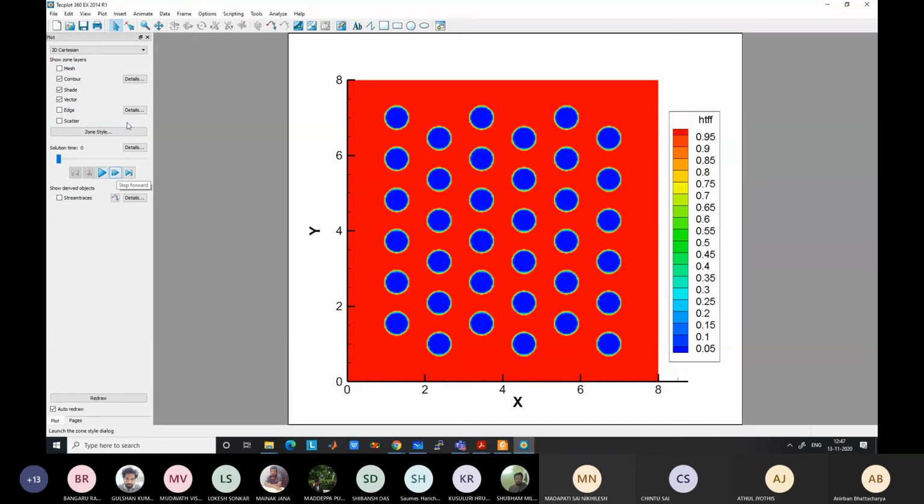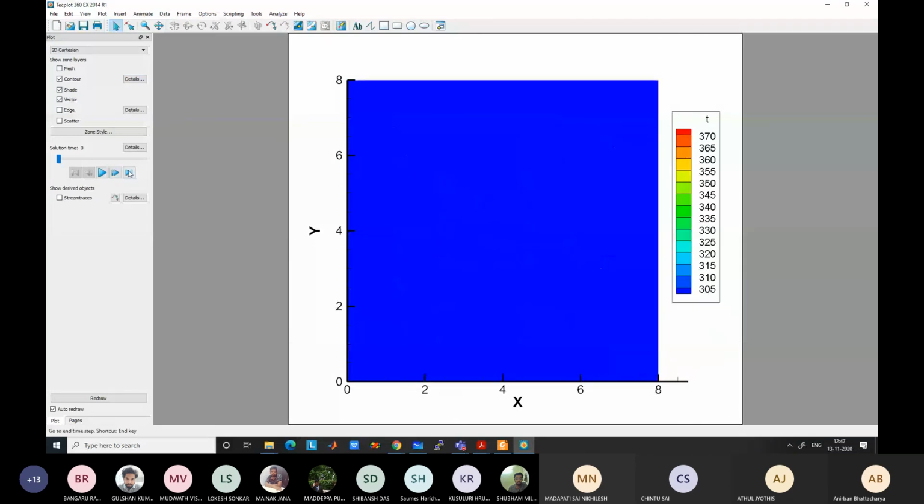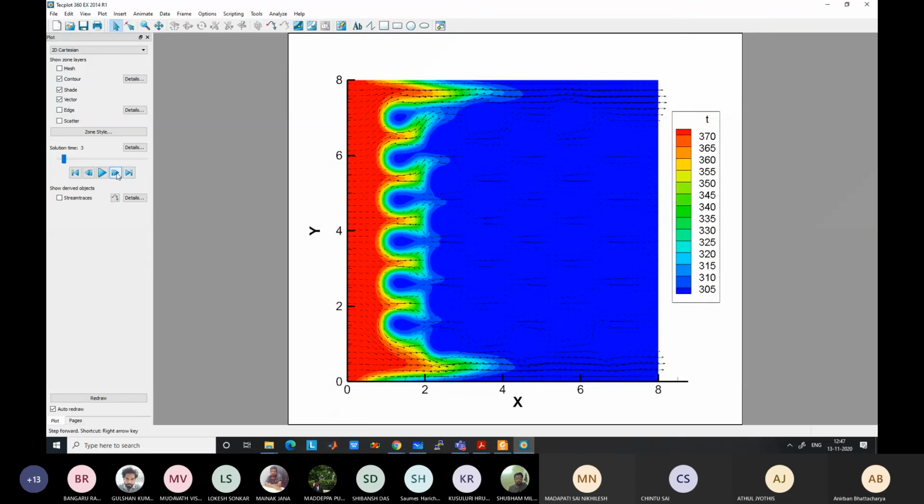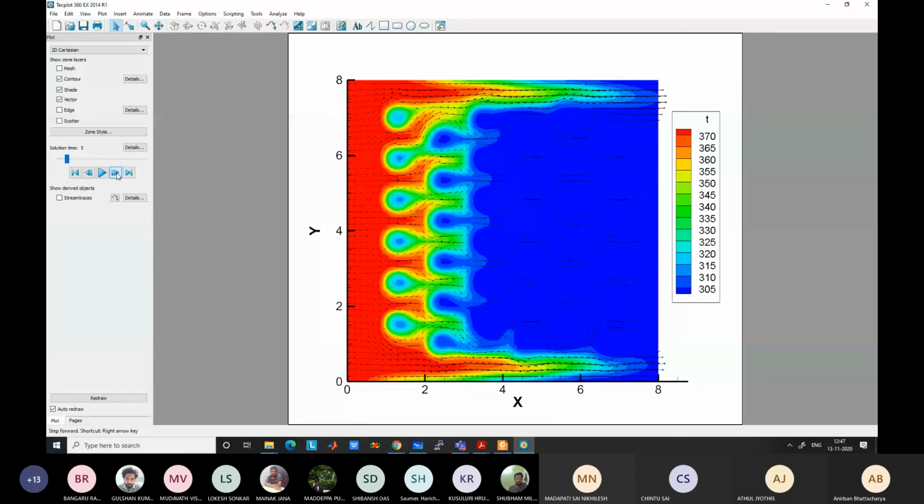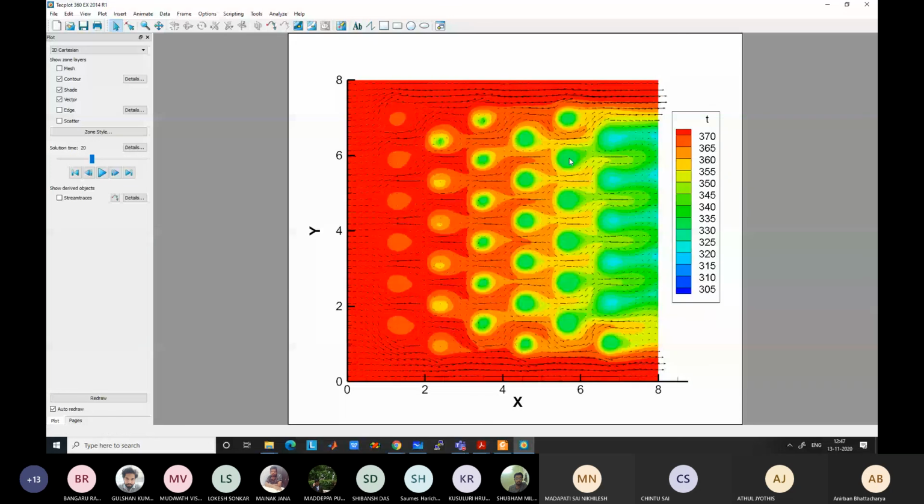If you look at this problem, initially the temperature is like this, then with time the hot flow comes from the left side. Wherever there is liquid water, the temperature remains high. Wherever there are capsules, the temperature gets arrested because of latent heat, since certain latent heat is needed for the phase change material to melt. So the temperature remains near the melting point, around 335 Kelvin.